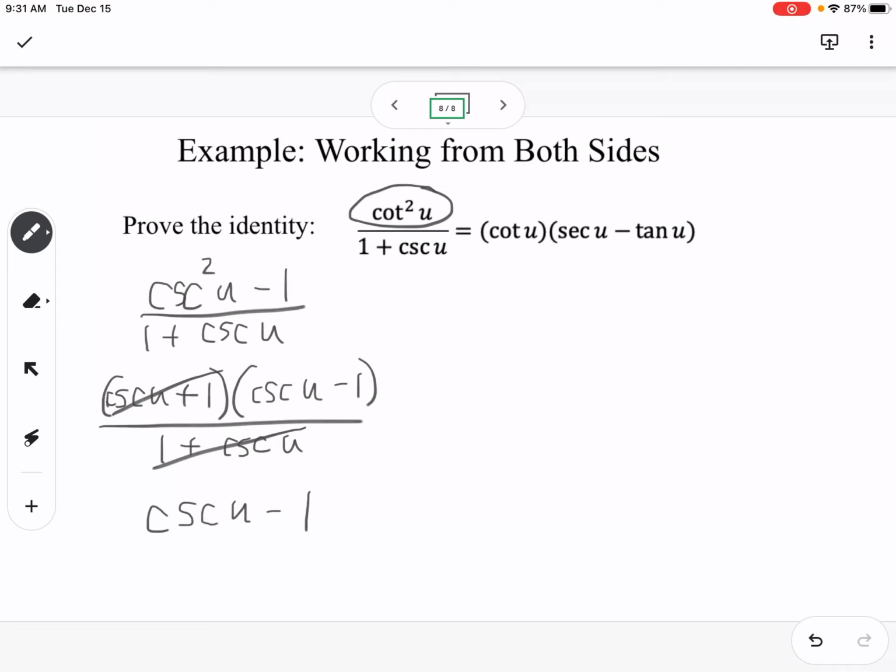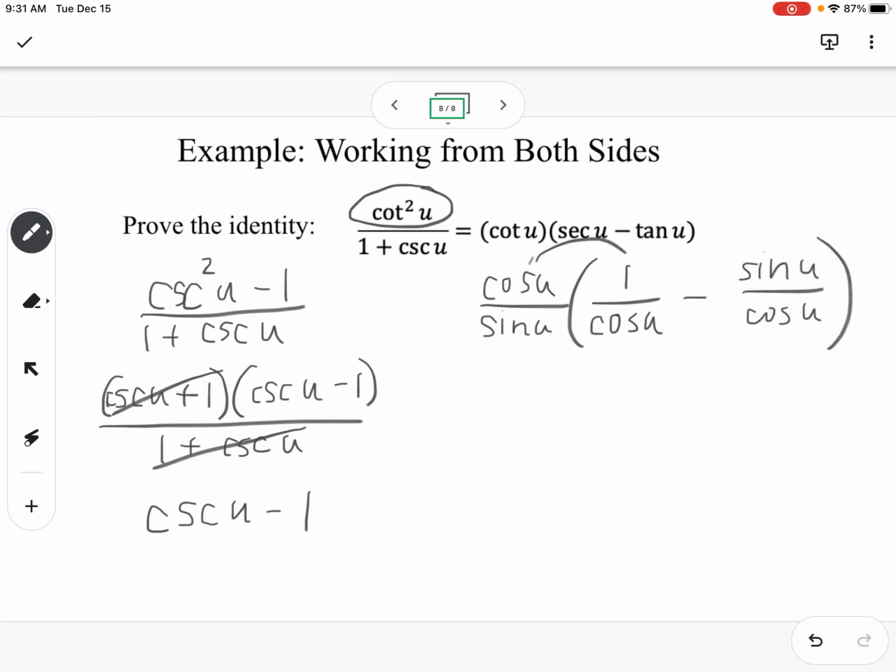Now I'm going to move to the right, and I'm going to turn everything into sines and cosines. So cotangent would be cosine over sine. Secant would be 1 over cosine. And tangent would be sine over cosine. Now I'm going to distribute that fraction.